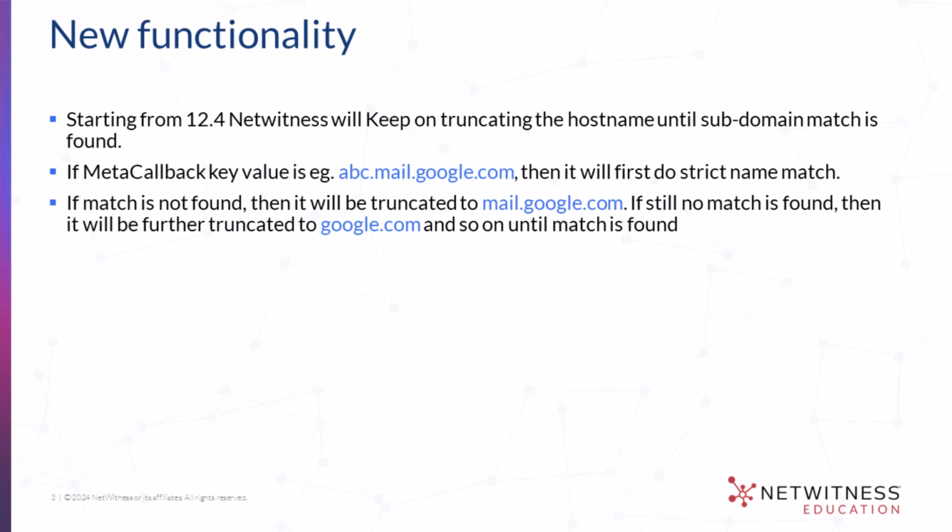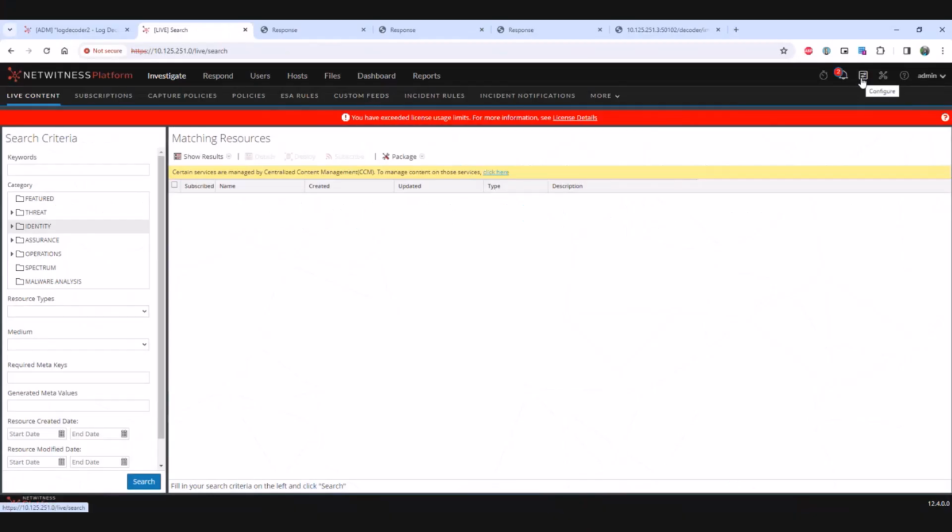If the MetaCallback key value is, e.g., abc.mail.google.com, then it will first do a strict name match. If a match is not found, then it will be truncated to mail.google.com. If still no match is found, then it will be further truncated to google.com, and so on until a match is found. Let's look at the implementation here.